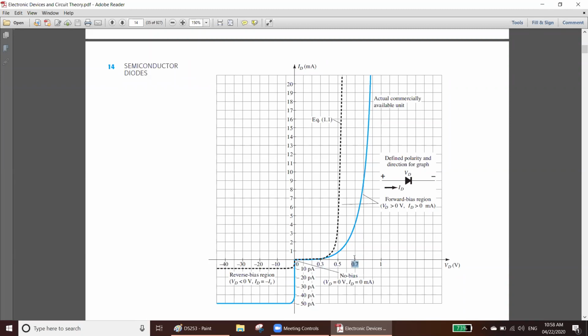See, when it was 0.7 volt, before 0.7 volt, the current is significantly lower. Lower means your curve is small. Your curve is too small. After 0.7, your curve is rising.